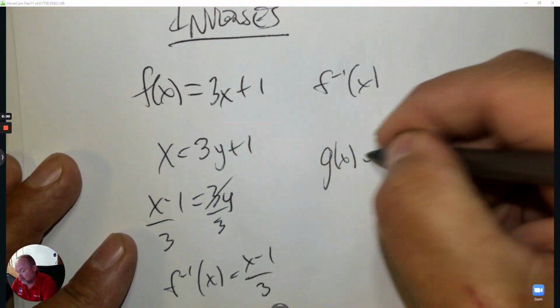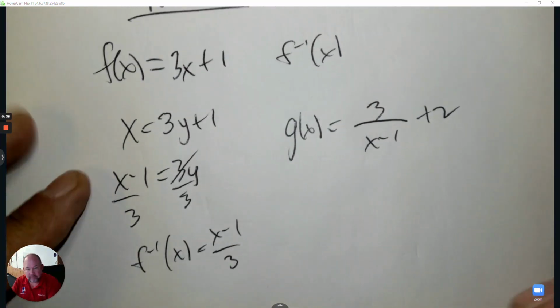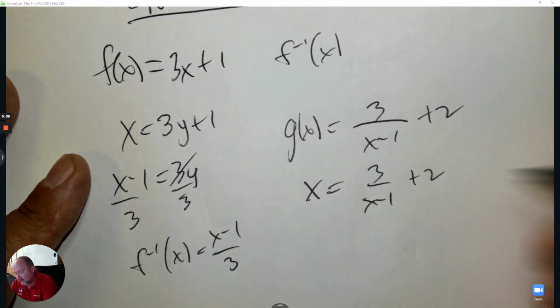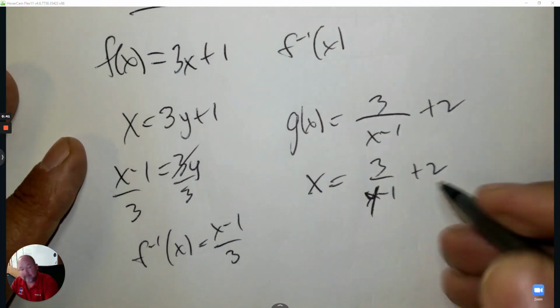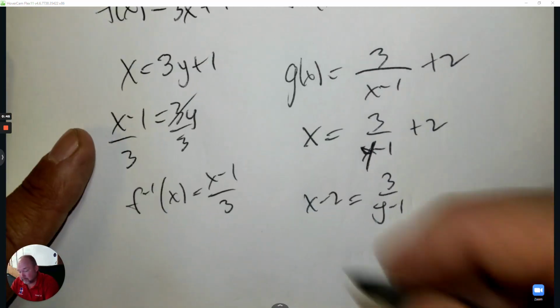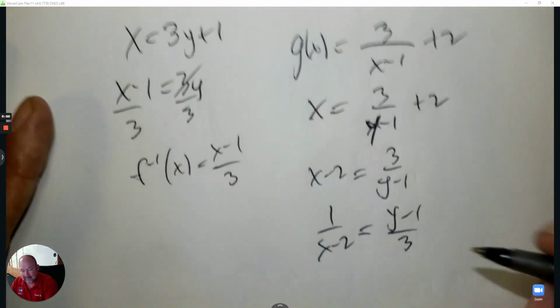Sometimes you've got to be careful. So let's say you have a rational function. Again, I'm going to change this to x equals, and my goal is to get y by itself. So I'm going to subtract 2. Then I'm actually going to take the reciprocal of both sides. And after I do the reciprocal, then I can get y by itself.